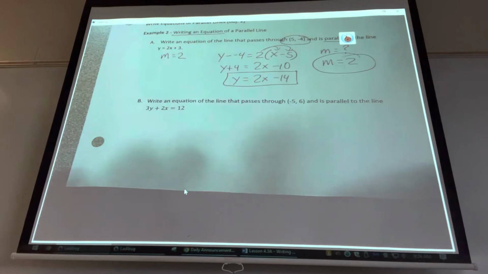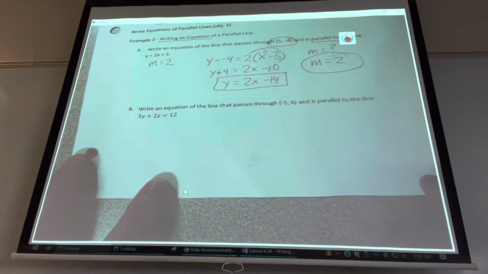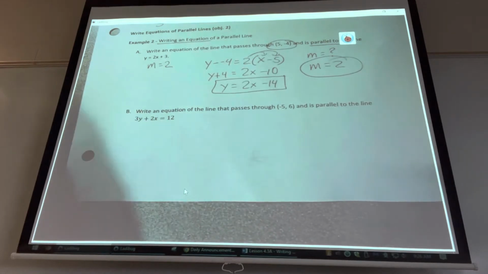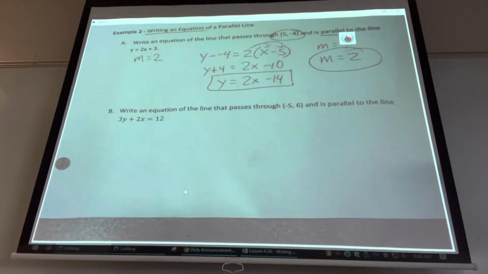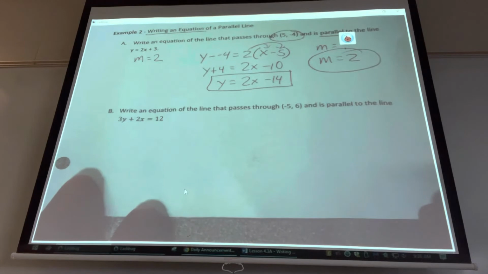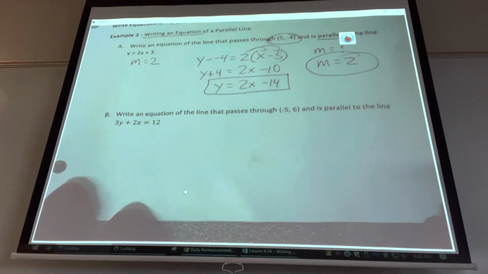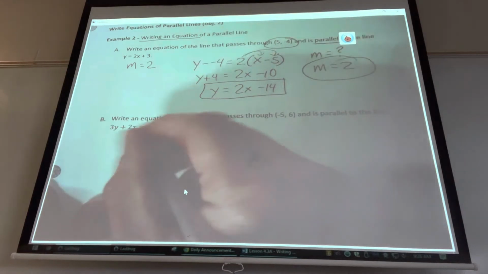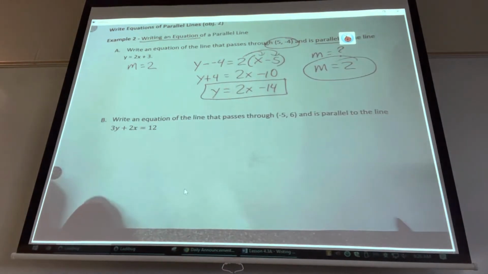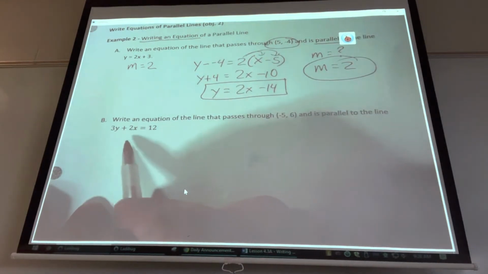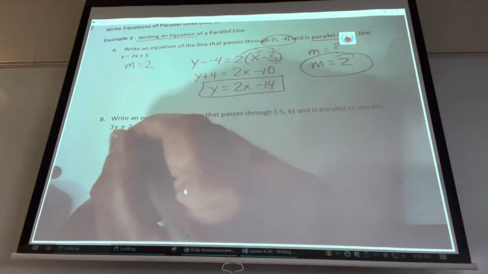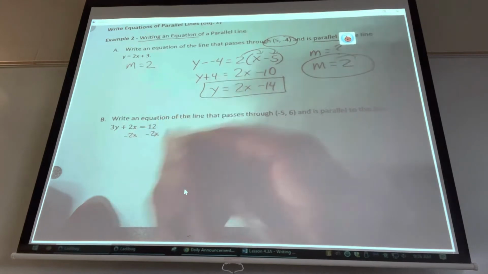Class, what makes this problem a little more challenging than the one before? You've got to divide the y. Do we know the slope here yet? No. We don't, so we need to do what? Divide everything by 3. We need to get y by itself. Subtract the 2x, subtract the 2x.